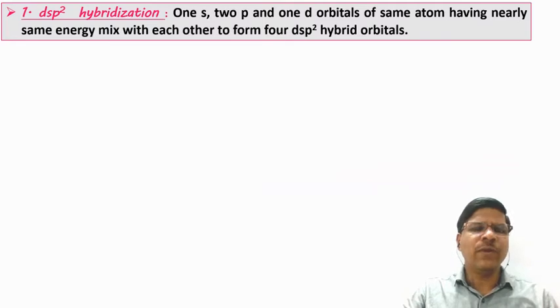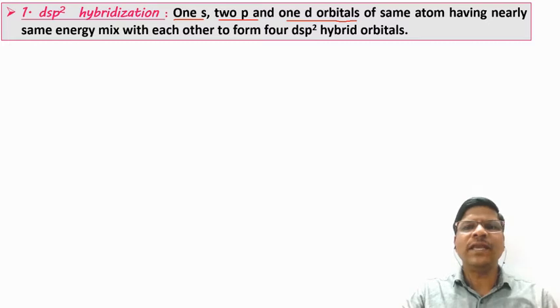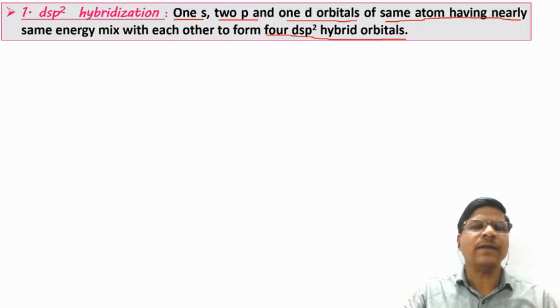Okay, so the very first type we will start with is dsp2 hybridization. dsp2 means one s orbital, 2p orbitals and 1d orbital of the same atom are involved, and they form 4 dsp2 hybrid atomic orbitals. So d means 1d orbital, s means 1s orbital and p2 means 2p atomic orbitals.